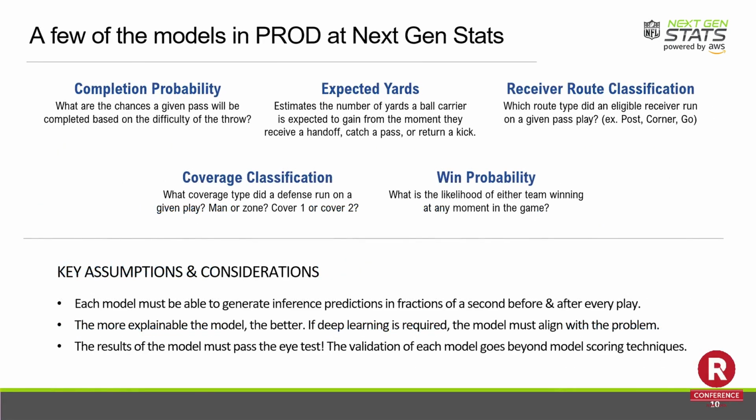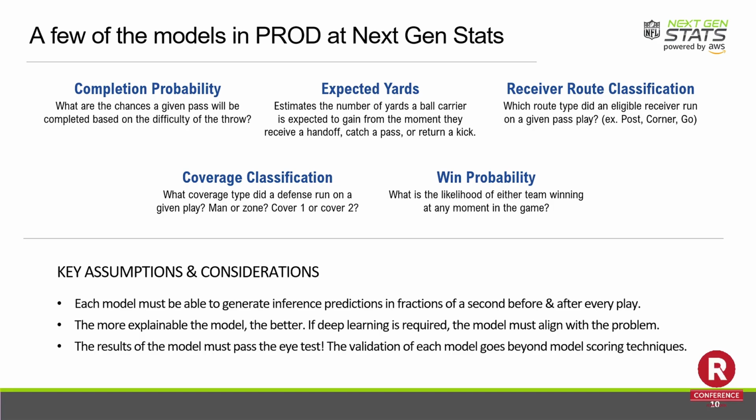So these 5 stats I'm going to go through in a little bit more detail, talk about the model types, the training set, the features that go into it, and all the little decisions that we made. And we'll also give examples of what it looks like in an actual broadcast. Now, as I go through each of these models, there are key assumptions and considerations that we have to take into account. The first, these models have to generate predictions in real time or near real time.